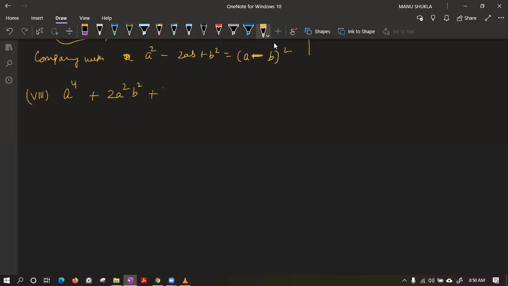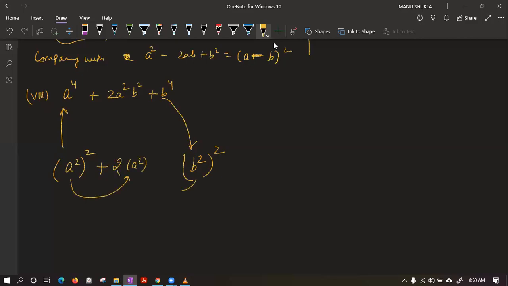Class, tell me, a power 4 must have come from what? We have seen the formulas of whole squares. This a power 4 has come from a square whole square. Very good. So a square whole square will give you a power 4. Similarly, this b power 4 must have come from b square whole square. Now we can write the middle term and verify. 2, this term a square, this term b square, then a plus sign. Class, please verify, is it the same as the middle term?